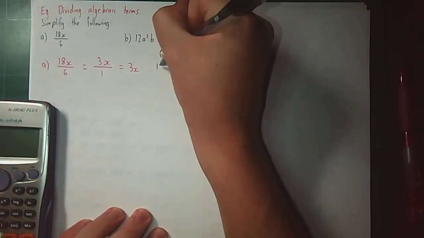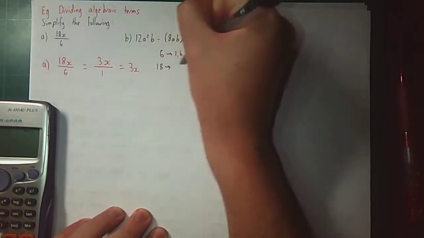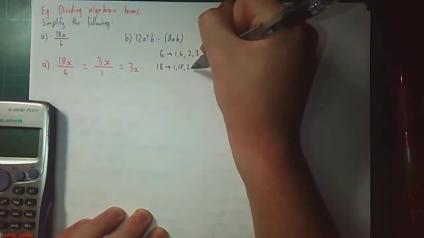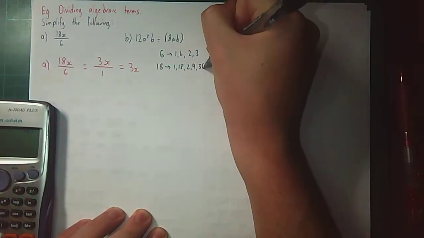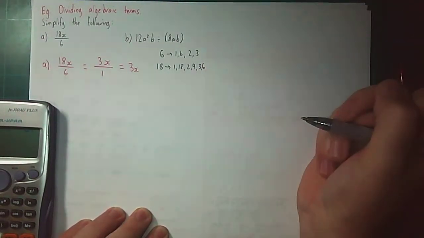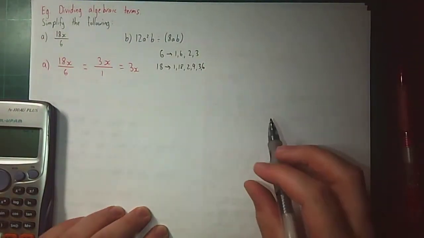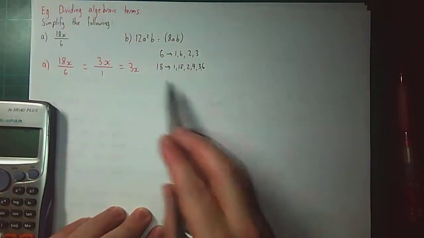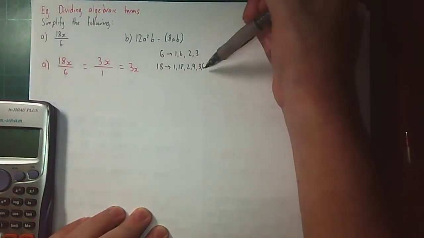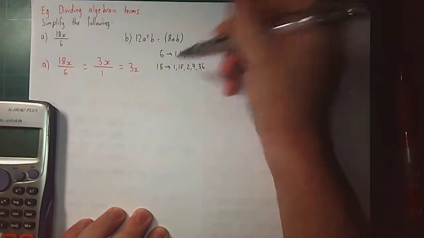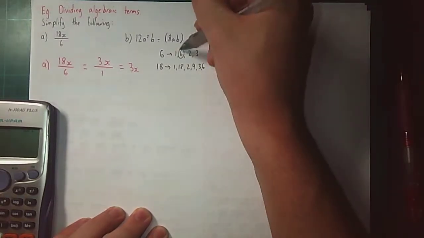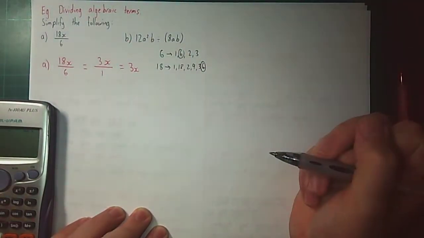So they're our factors for 6. For 18, we've got 1 and 18. We've got 2 and 9. We have 3 and 6. Okay. Now we'll notice that at the very least there's a common 6. So in this case, it's the highest common factor between 6 and 18. It's the largest number that they both have in common.